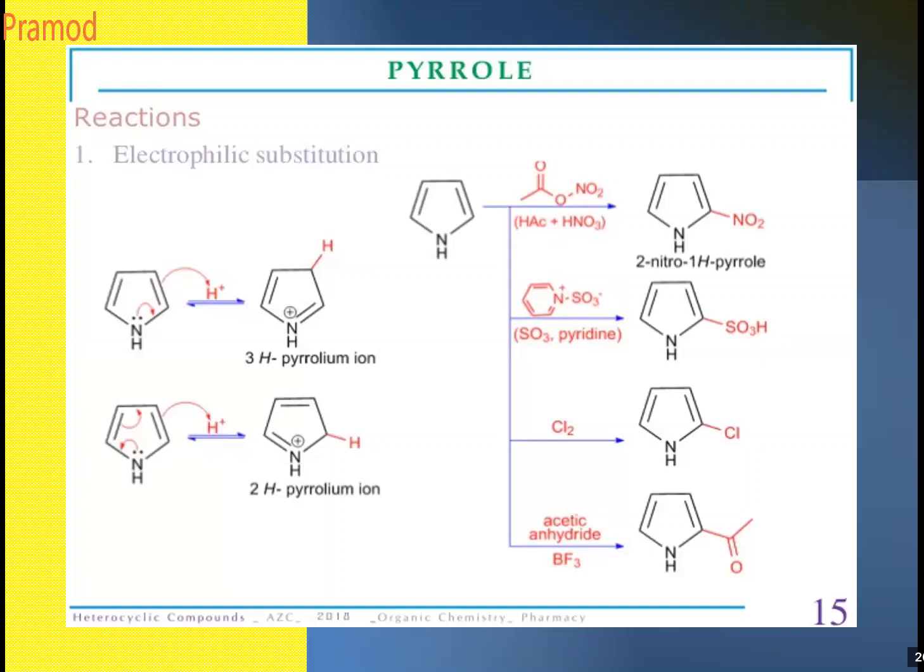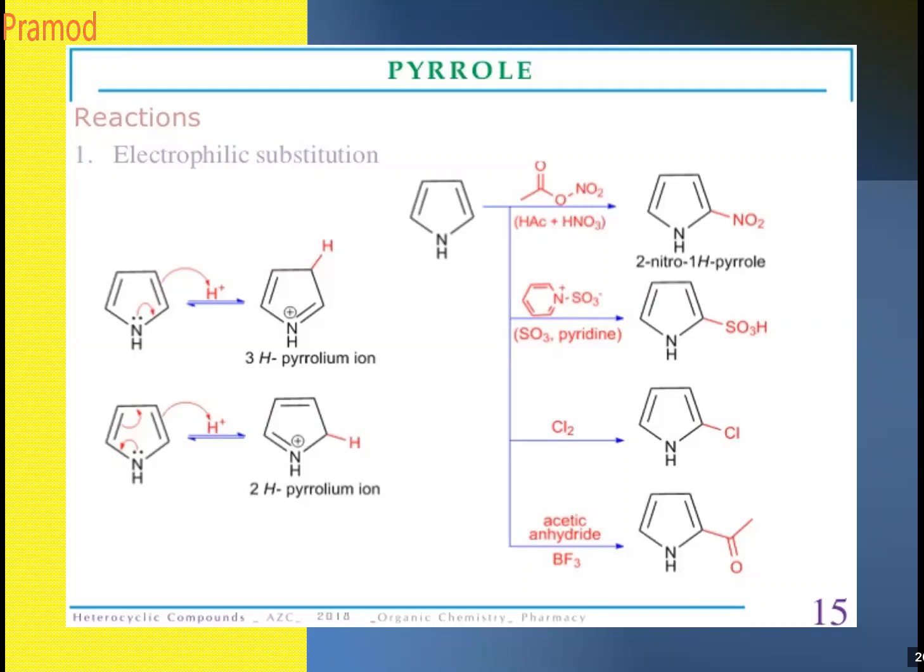What are the other electrophilic substitution reactions? It requires milder conditions. When you treat it with nitric acid in the presence of acetic acid, you get 2-nitro 1H pyrrole. It does not require harsh conditions.